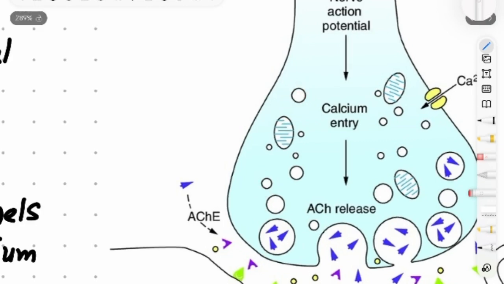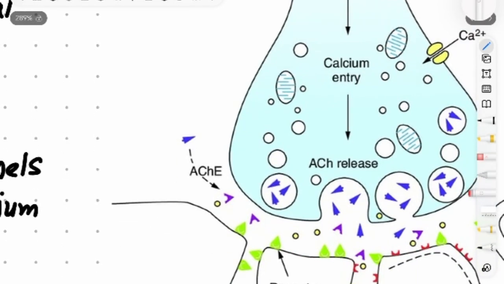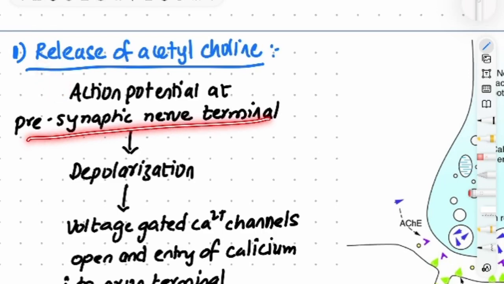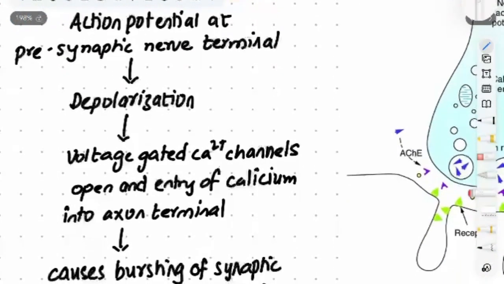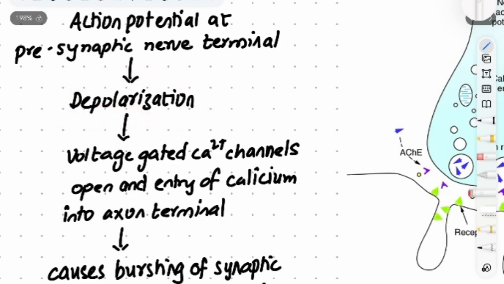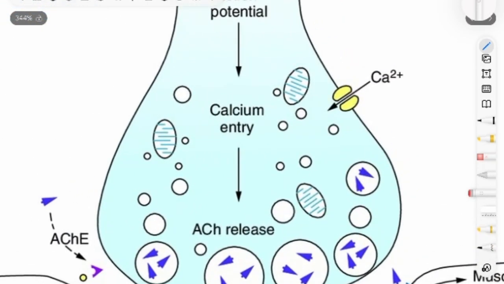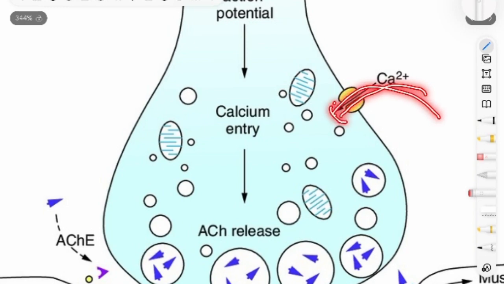As we have spoken, these synaptic vesicles contain the acetylcholine. So this acetylcholine must be released into the synaptic cleft for the muscle contraction. Now, how does this process take place? When the action potential arrives at the presynaptic nerve terminal, it causes depolarization. Due to this depolarization, the voltage-gated calcium channels present on the presynaptic membrane get opened, and there will be a rapid influx of calcium.